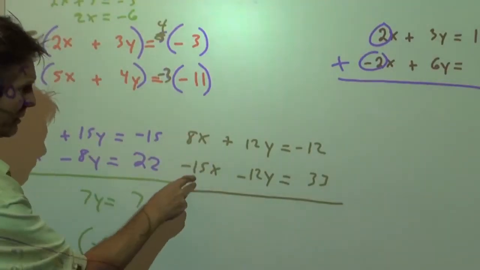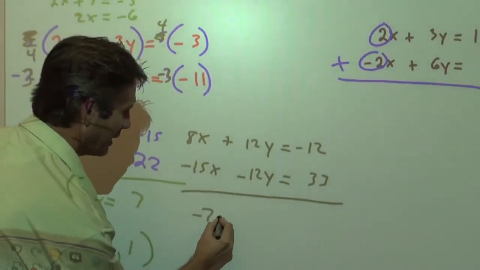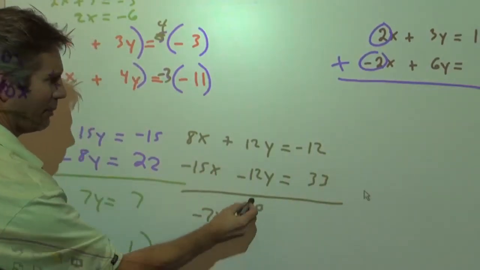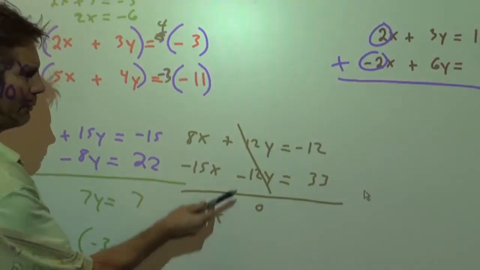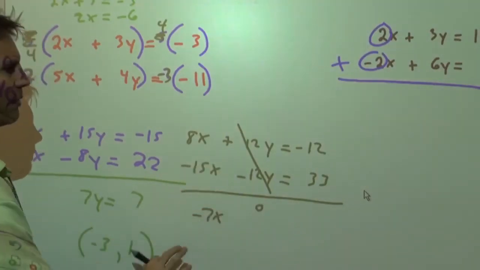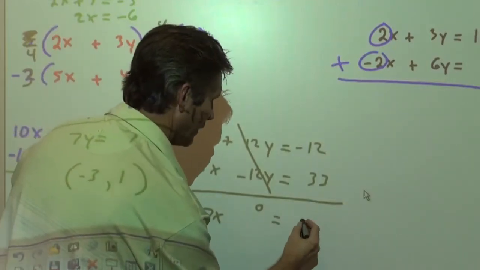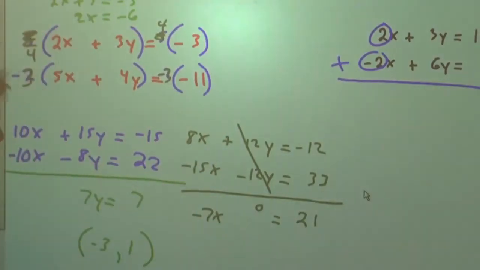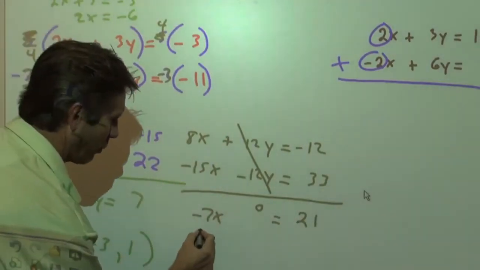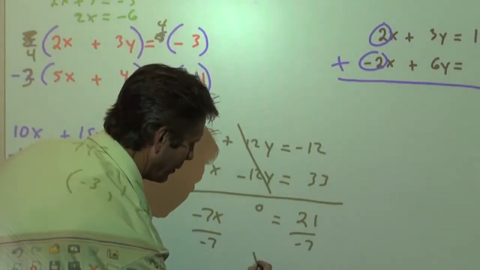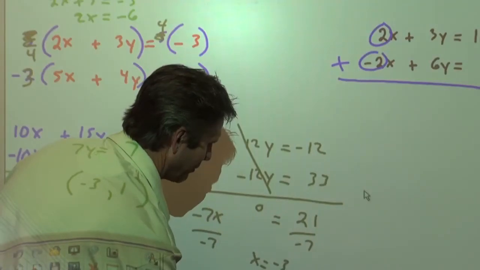This plus this is negative 7x. That's eliminated. This plus this is 0. I'd rather not see students go like that. I'd rather see them say this adds up to 0. That's why it goes bye-bye. And then this plus this is going to give us 21. So now if negative 7x equals 21, we divide both sides by negative 7, and lo and behold, x is negative 3.